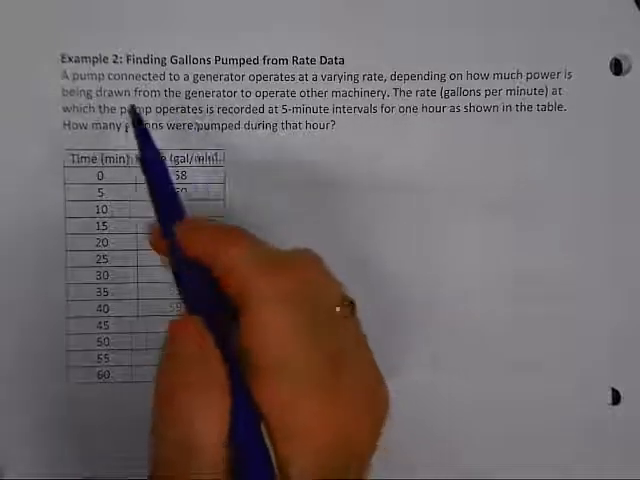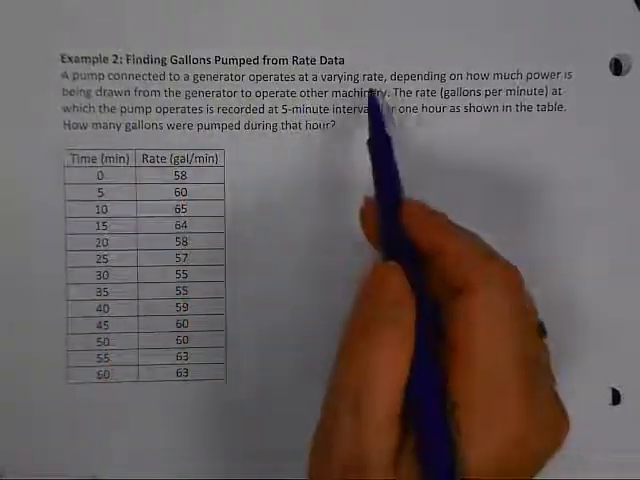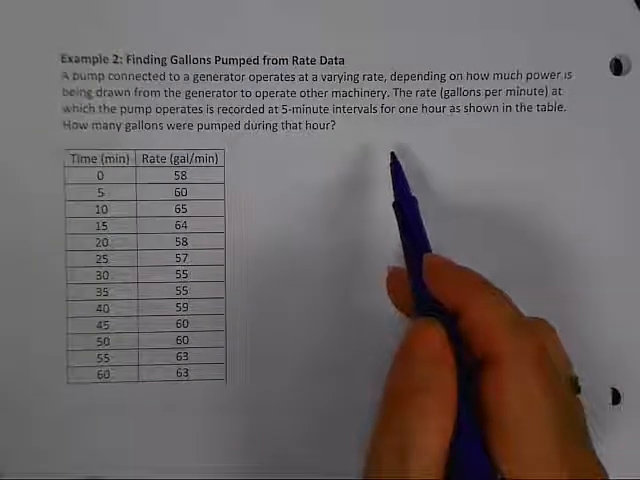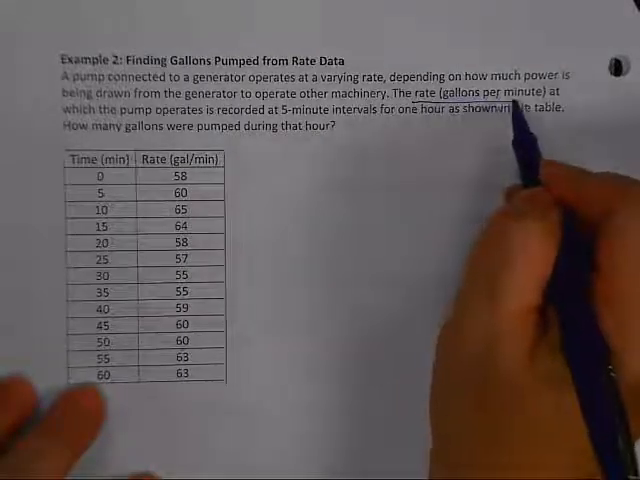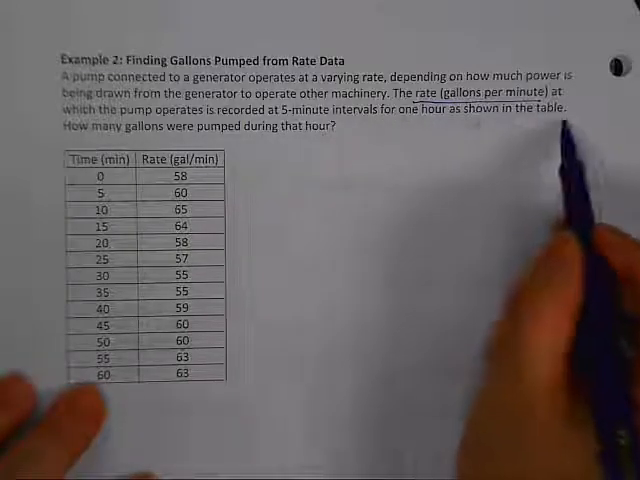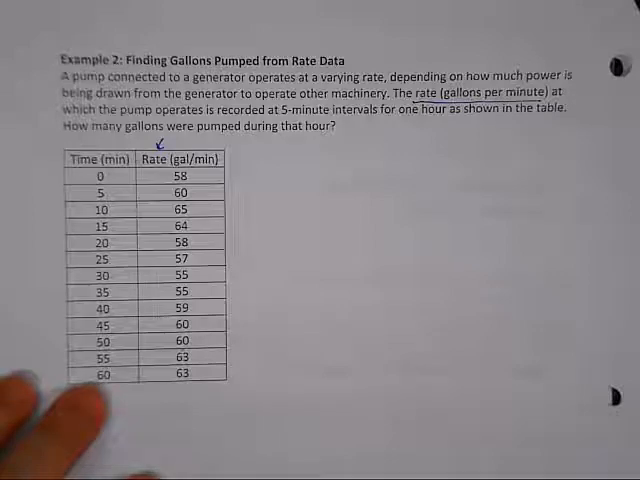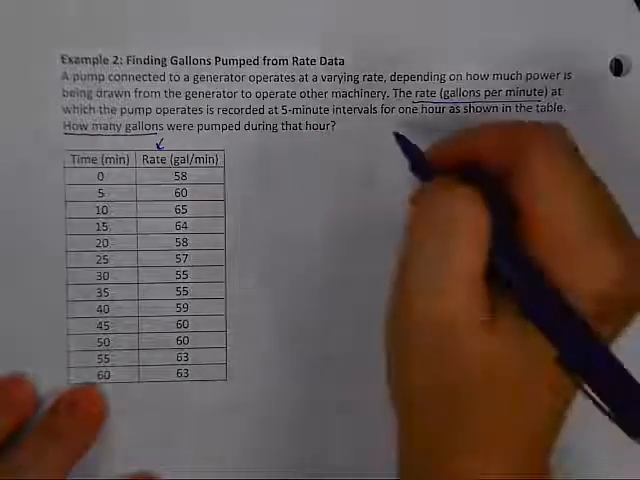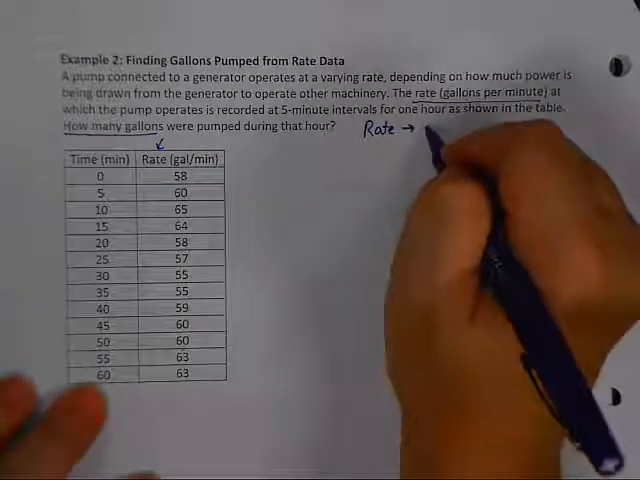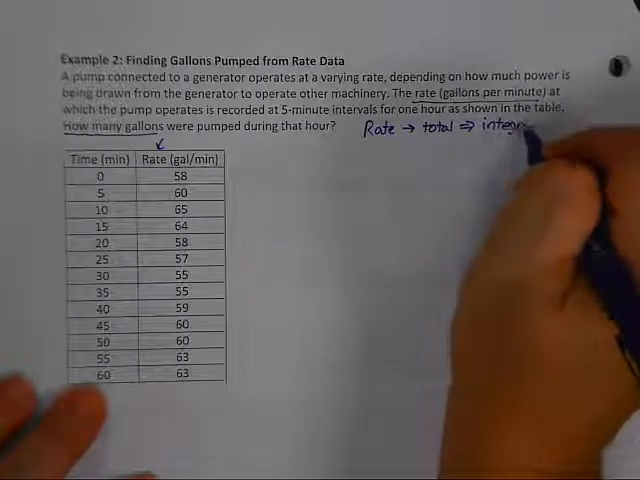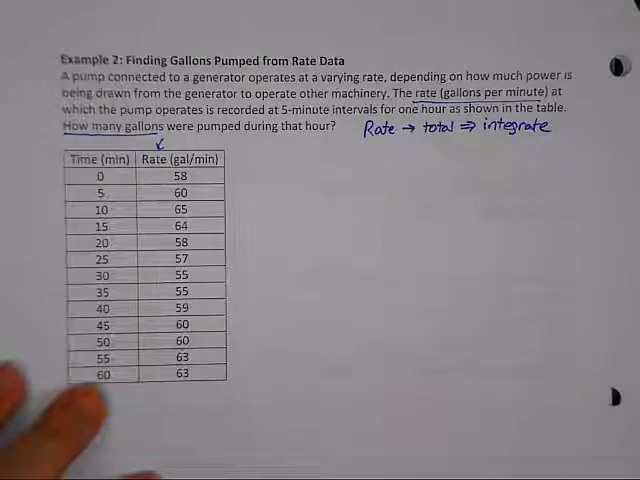Example 2. A pump connected to a generator operates at a varying rate depending on how much power is being drawn from the generator to operate other machinery. The rate in gallons per minute at which the pump operates is recorded at 5-minute intervals for an hour as shown in the table. So they gave me a rate right there. The question says how many gallons were pumped during the hour. So once again, given a rate, asked for a total number of gallons means we're going to integrate.